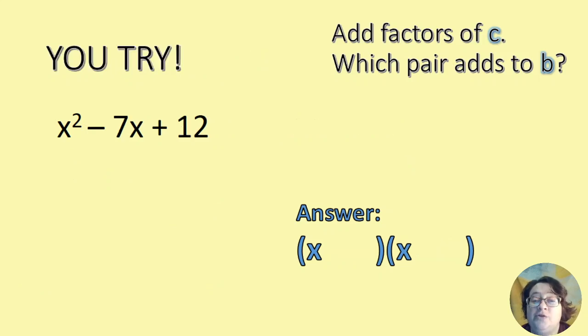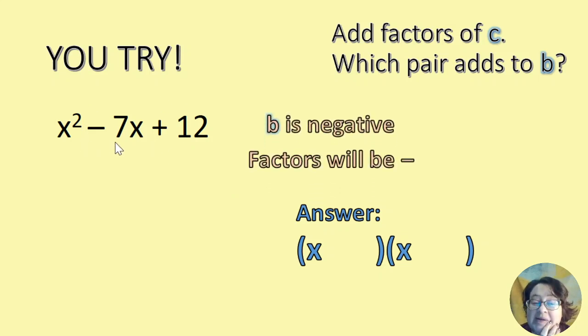All right, you try one. Our c value is positive. Our b value is negative. So that means our factors are going to be negative. Draw out your table and find your factors for this one. Pause the video right here and we'll check our answers in a moment.